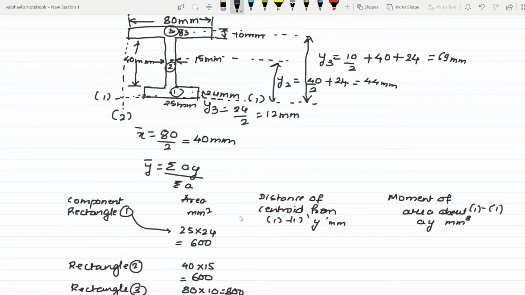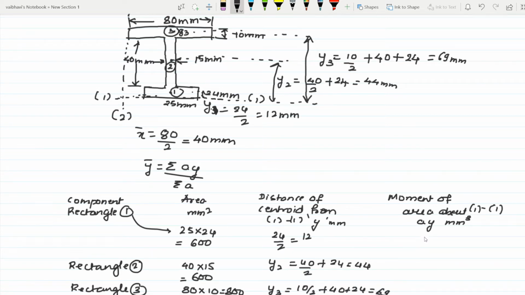Okay, once you find y1, y2, y3. Sorry, earlier I wrote y3 for the bottom flange, it is y1. So y1, y2, y3. Then let us write here. It is 24 by 2, that is 12, and for rectangle 2, that is y2, 40 by 2 plus 24, 44, and for rectangle 3, it is y3, that is 10 by 2 plus 40 plus 24 is equal to 69.